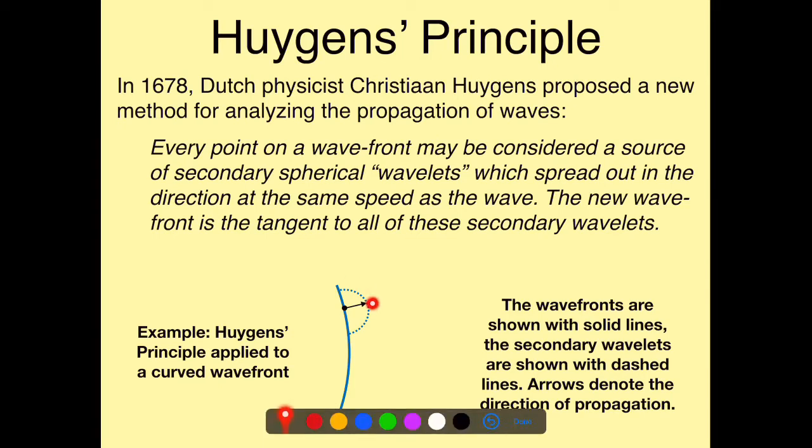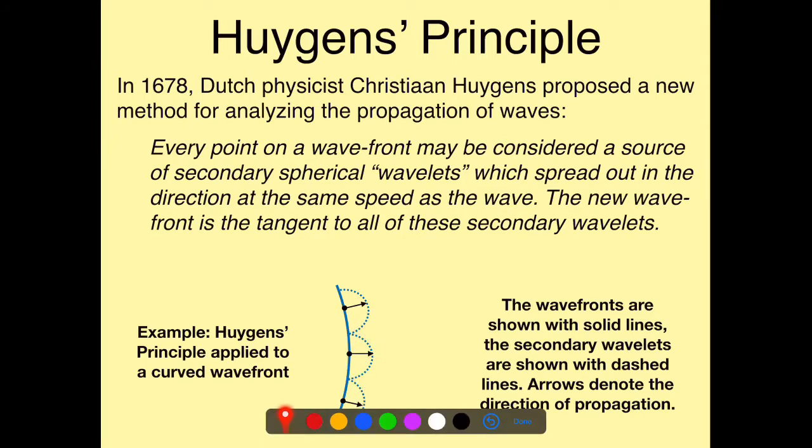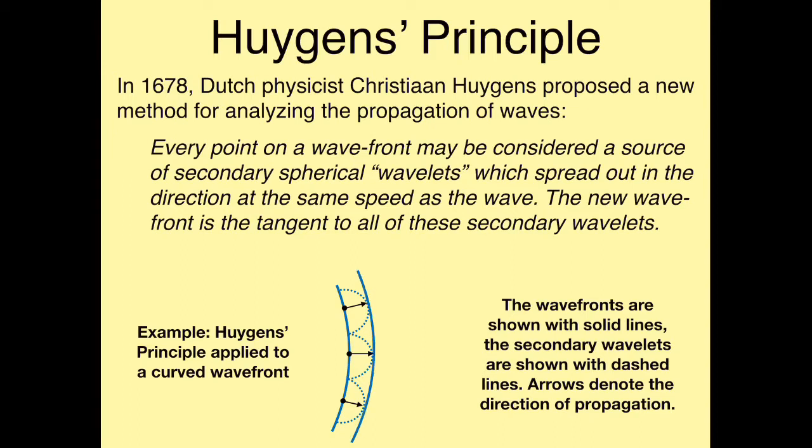So here's one spherical wavelet going out. Here's another one at this point. Here's another one at this point, and so on. We could draw as many of these as we like, but we can already see what's happening with just 3. So the next wavefront is going to be the tangent to all of those. So that would be this solid line here. This would be our next wavefront. Okay? And then we can do this all over again.